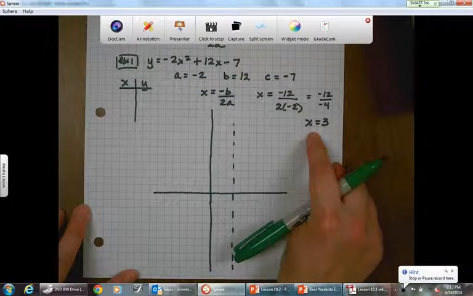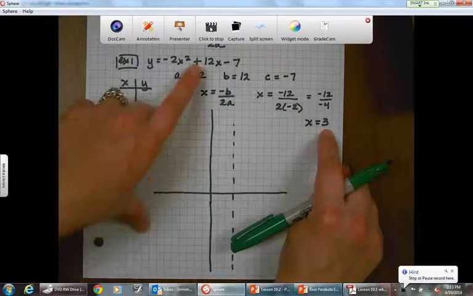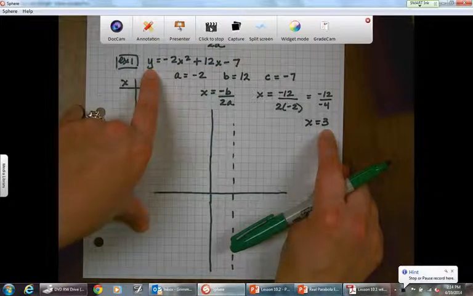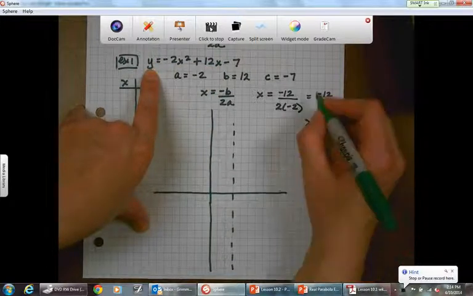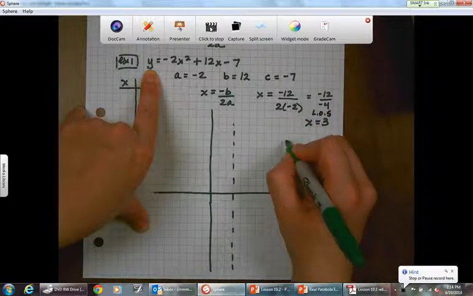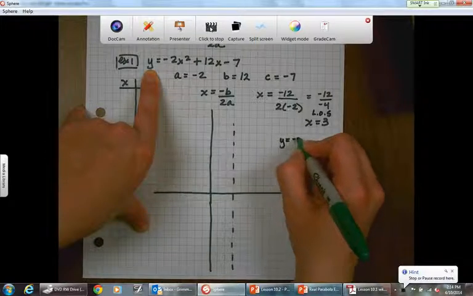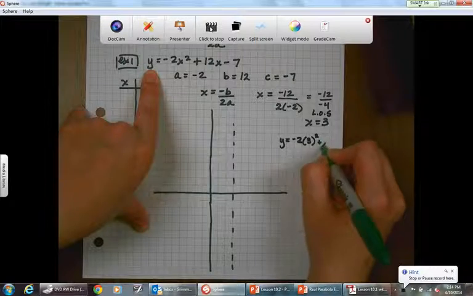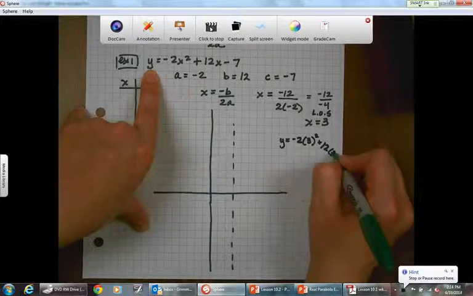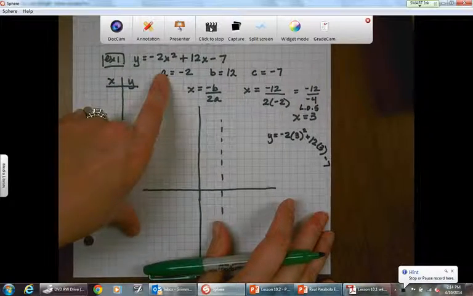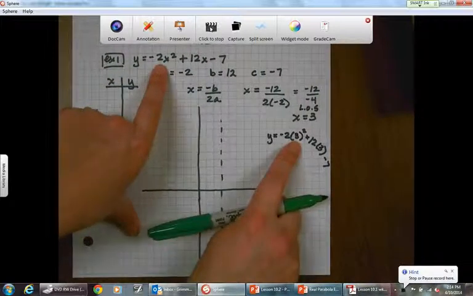This means that x is 3, which means you can plug it in here and figure out what y is. So here's my line of symmetry. I'm going to put LOS for line of symmetry. All right, and then I'm going to plug this in right here. So y equals -2 times 3 squared plus, I'm going to run out of room, 12 times 3 minus 7. Sorry, that's kind of hard to see, but do you understand what I did? I just plugged it in here and here.